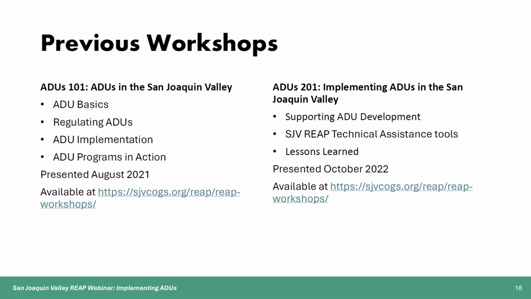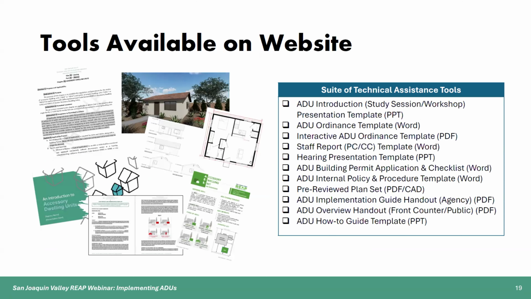So just touching on our previous workshop. As Jenna mentioned before, we had an ADUs 101 where we went over basics and implementation, and that's available on the website there. And then ADUs 201, implementing ADUs in the San Joaquin Valley. Again, that's also available on the website.